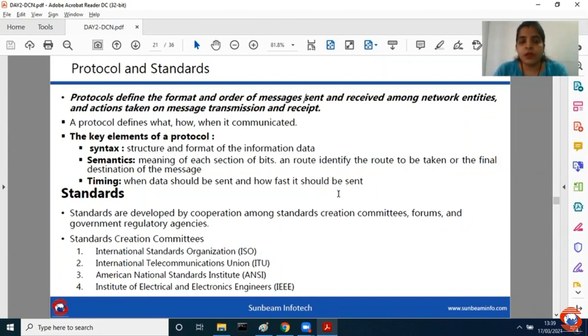Now, there are different standard organizations, right? These organizations are called International Standard Organization, ISO, International Telecommunication Union, ITU, American National Standard Institute, ANSI, and Institute of Electrical and Electronics Engineers, IEEE. These are all organizations or committees, they decide these standards.